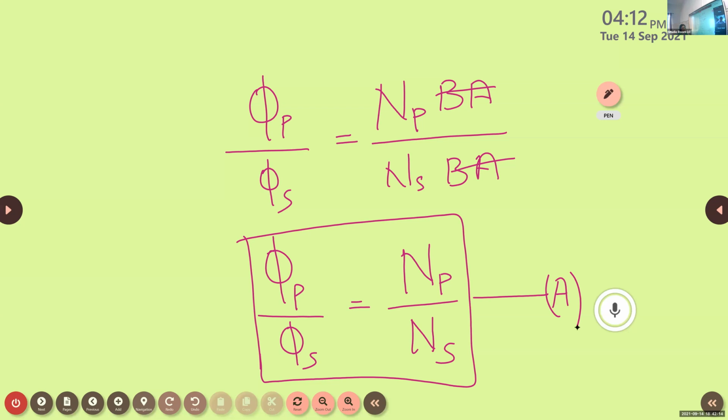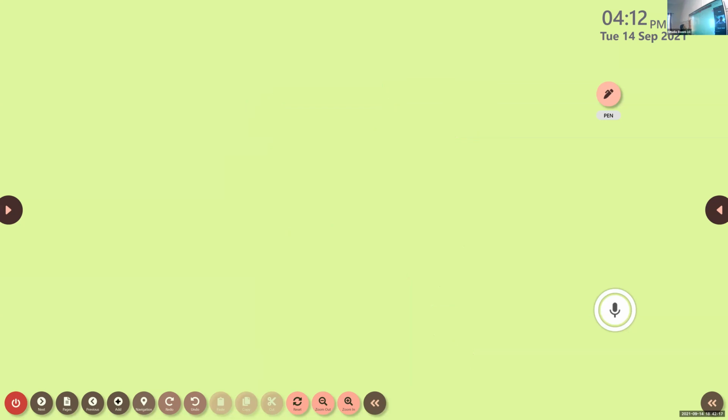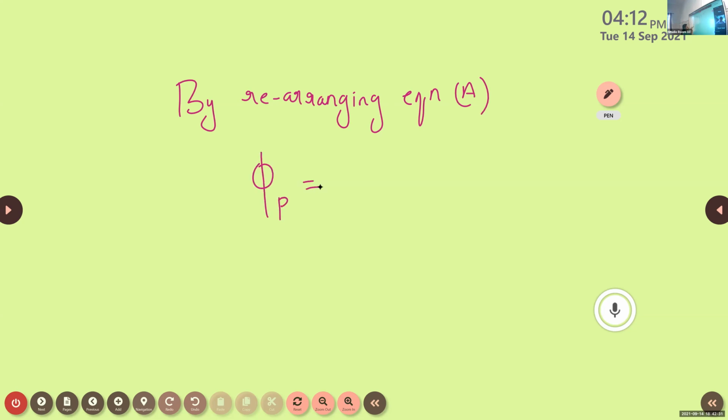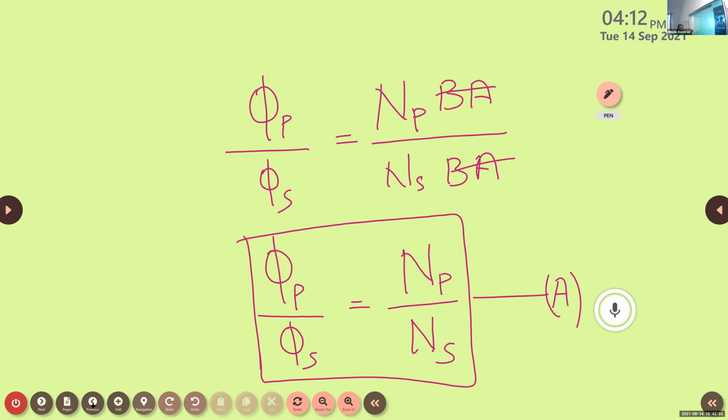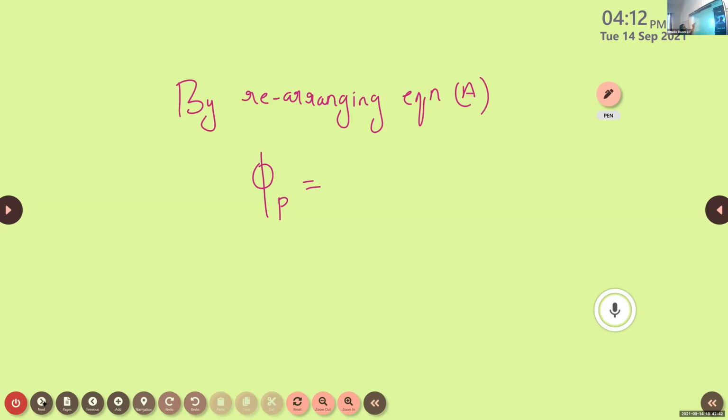Now, by rearranging equation A, we get phi P is equal to, here I take this phi S to the RHS. So phi P is equal to phi S into NP by NS.